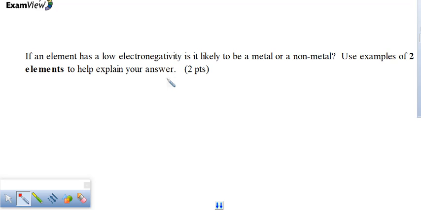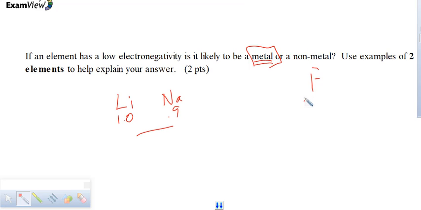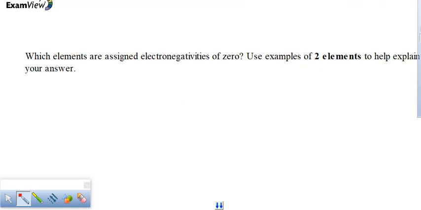Elements that are likely to be low electronegativity, those are the metals. Metals, like for example, lithium is probably like 1 or so electronegativity. I know sodium, from memory, is something like 0.9. Those are low values. The nonmetals, like fluorine, have like 4.0. These are high values. So the answer is the metals are likely to be the low electronegativity. The only elements with electronegativity of 0 are the noble gases. Examples would be neon, argon, krypton, helium, like that.